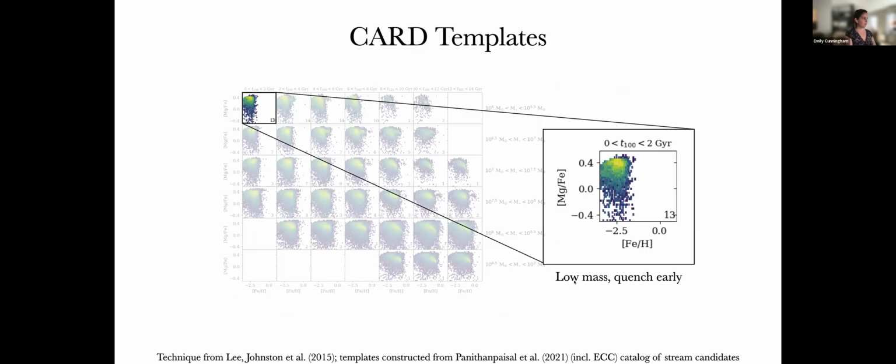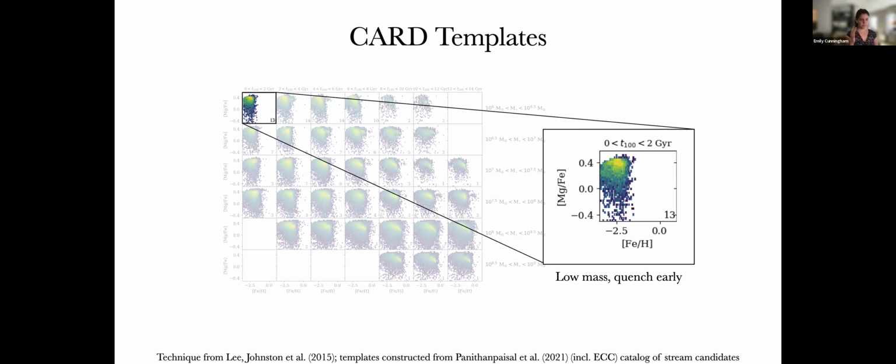So if we zoom in on a particular template, so this is the template in the top left. It is a template for a galaxy that is low mass, so 10 to the 6 to 10 to the 6.5 in stellar mass, and it quenches early in the simulation. So we see it's very alpha enhanced.